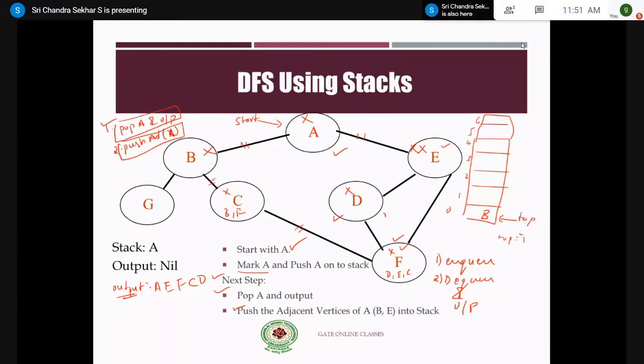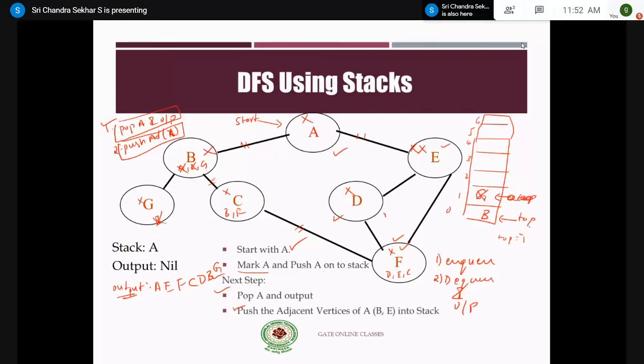Now coming to the top element, pop it and place it in the output. After that you push the unvisited adjacent vertices of B. Here B has the adjacent vertices A, C and G, out of which A is visited, C is visited. Therefore the only unvisited vertex is G. Now you go with the procedure, pop the top element, that is G, and output. There is only one adjacent vertex of G, that is B, but it is already processed, therefore nothing to push, right?